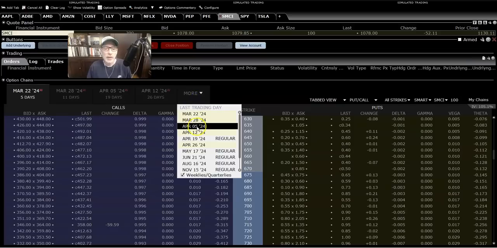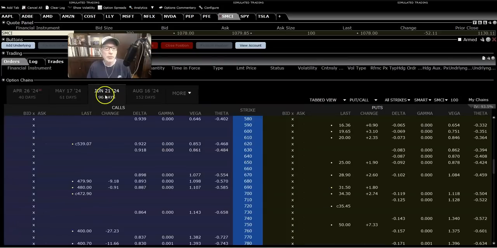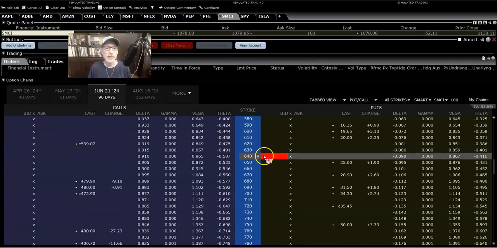Now, let's move out and see what these things are paying. Let's go out to June 2024 and see how much these put options are paying that you can sell for.